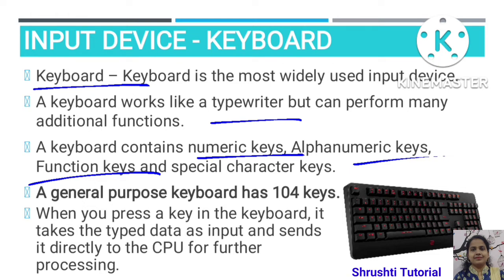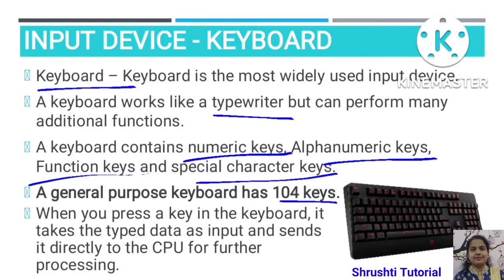You have seen the keyboard. It has the longest key, the spacebar key, and the enter key is there. We can go from one line to the next line with the help of the enter key, and with the help of the caps lock key we can write letters in capital letters. A general purpose keyboard has 104 keys. When you press a key on the keyboard, it takes the typed data as input and sends it directly to the CPU for further processing. To delete a letter, we use the backspace key. So these are the uses of various keys.